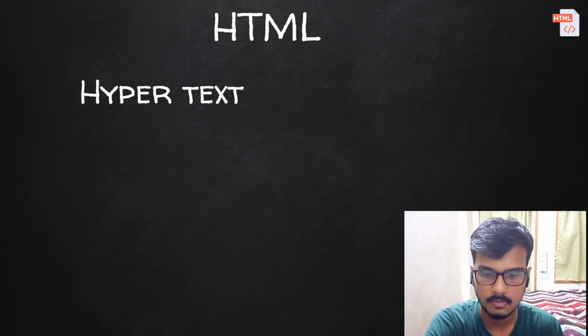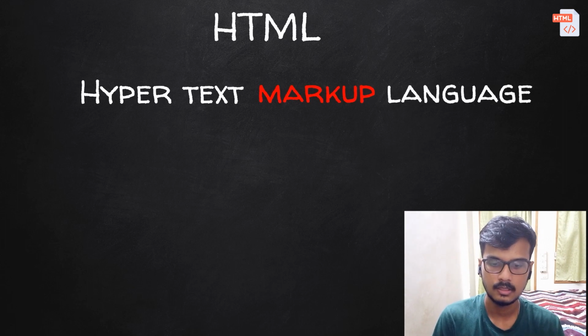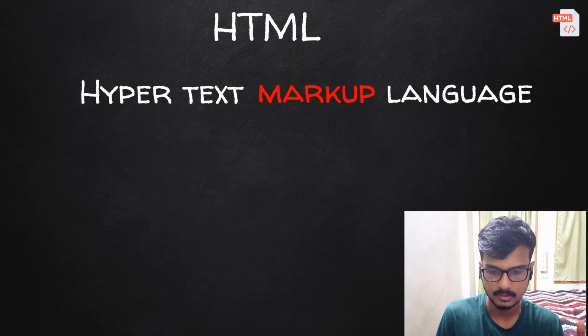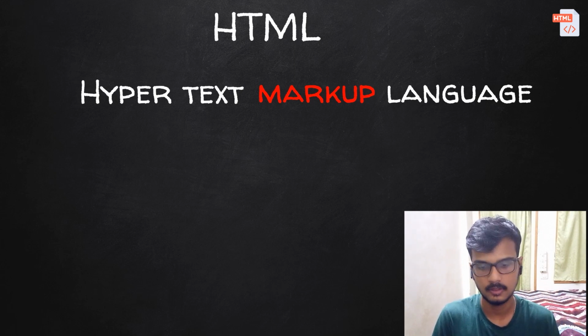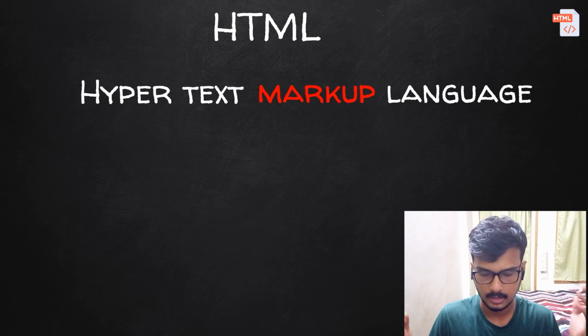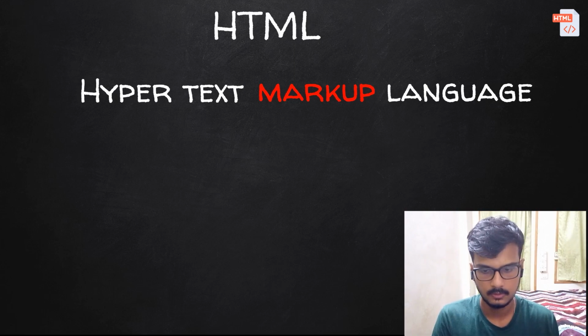So why is it called a markup language? The reason is that it has a set of rules. There are different tags. We're going to learn about tags in the further sessions, but markup language simply means it has a lot of rules that define the structure of a website. There are a lot of tags, like paragraph tags and all of that. We're going to study all of that in the future lessons.